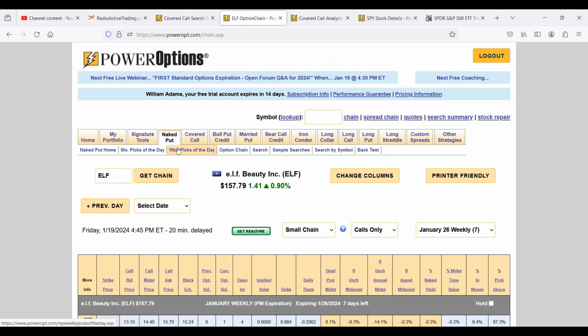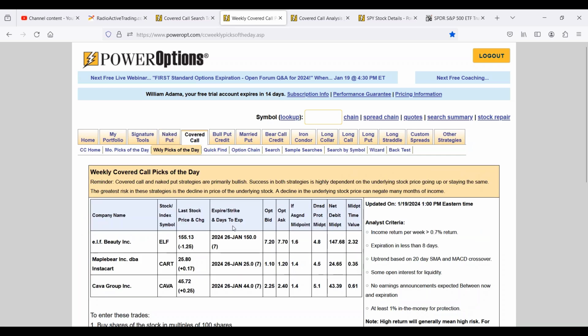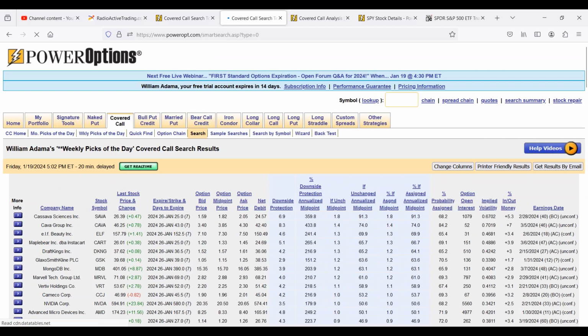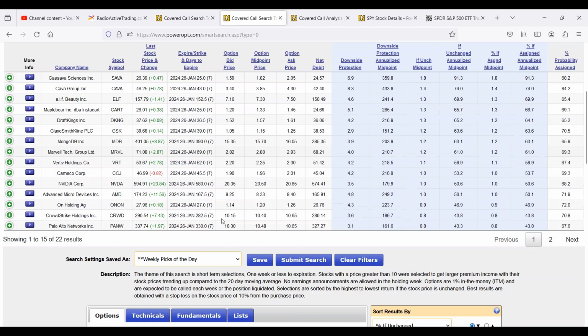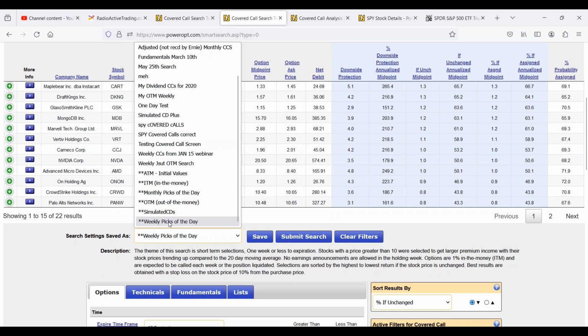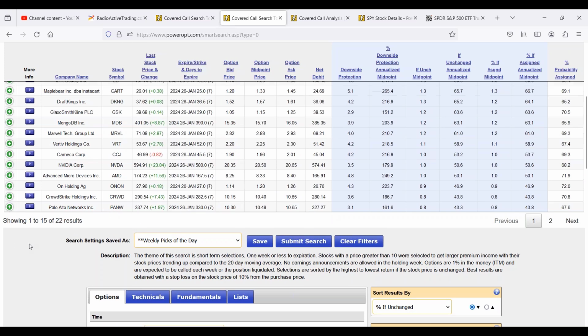I hope that answers your question. And remember, of course, you can see the static view for the picks of the day right here, but these are mostly just updated once per day. If I want to see more updated search results or more updated prices, it's 2:35, almost 3 o'clock Eastern time, just go to the search under covered call or naked put, and select the default that you want to see, monthly or weekly picks of the day.